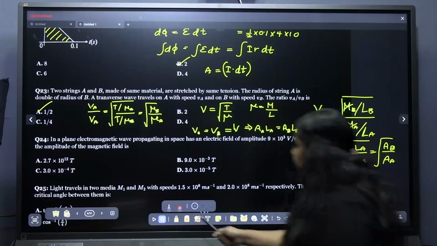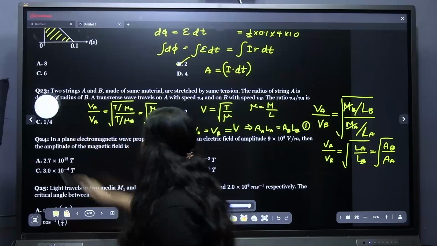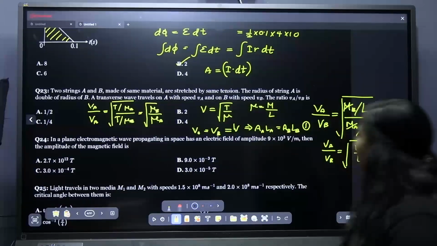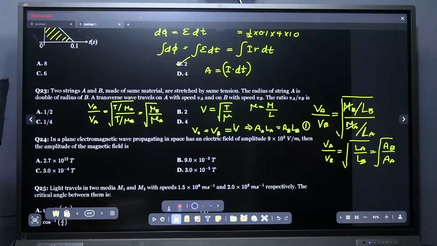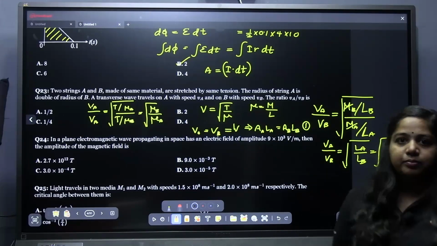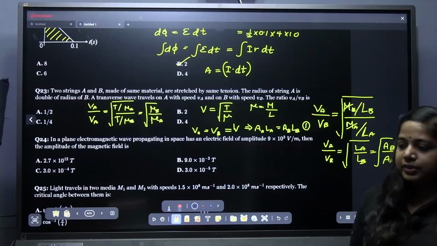Sorry, which one is double? Radius of A is double of radius of B. So 1 by 2 is the correct answer. Okay, is that clear?